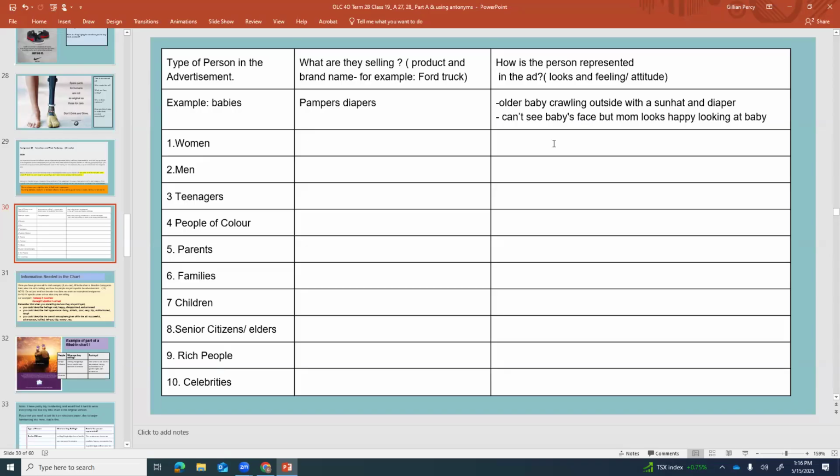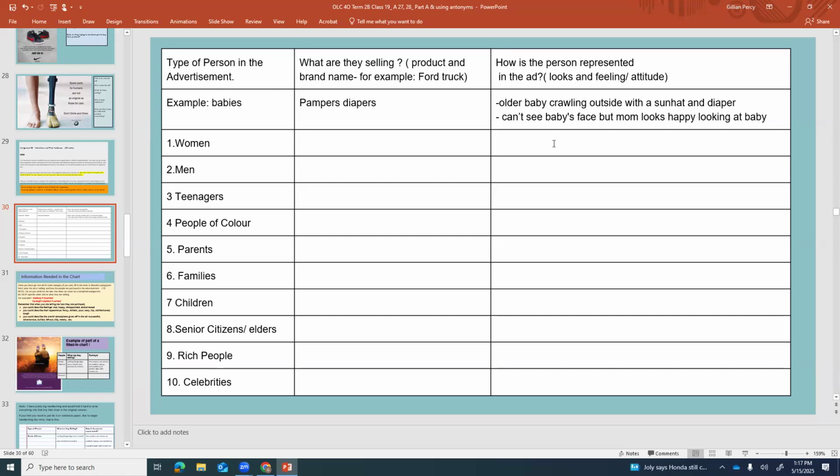Okay, but what about the person? Now, if there is no person, don't use that ad. Even if it was an ad targeting women, like let's say it was an ad selling lipstick, but there was no woman in the ad, then you can't use that ad. It doesn't meet the criteria for this assignment, okay?